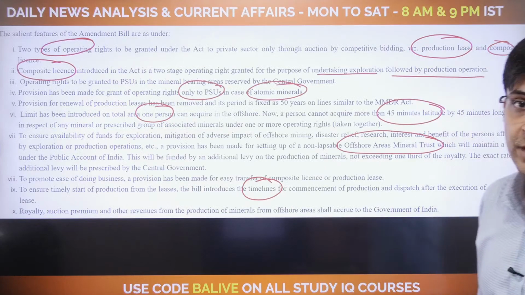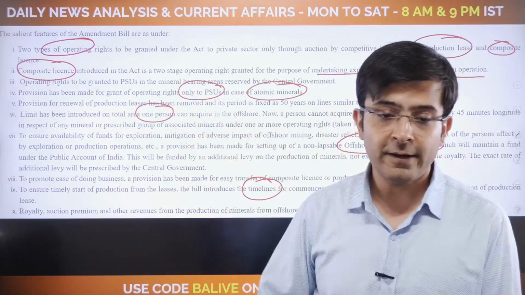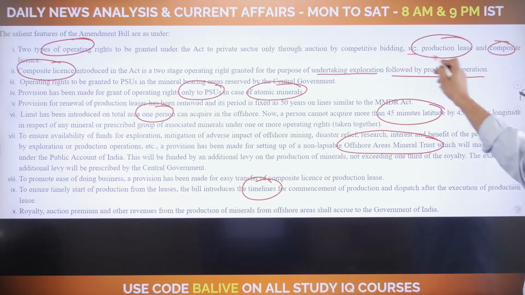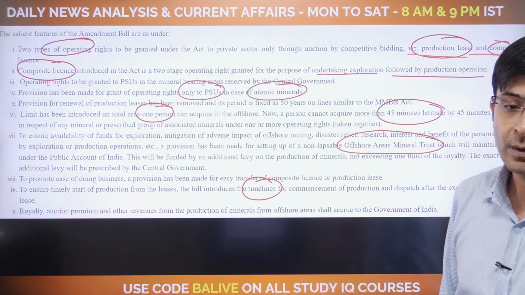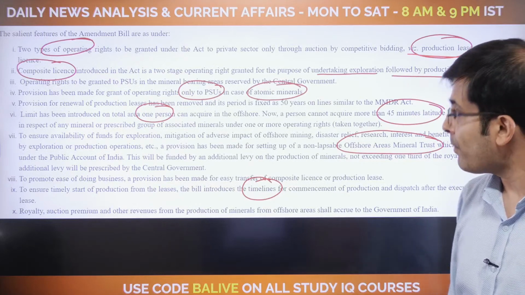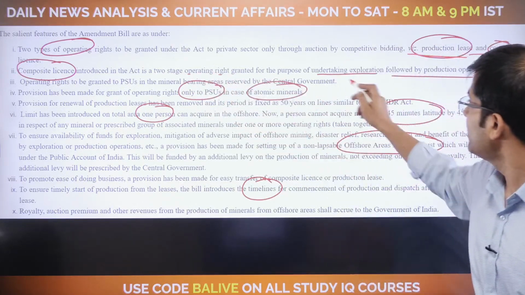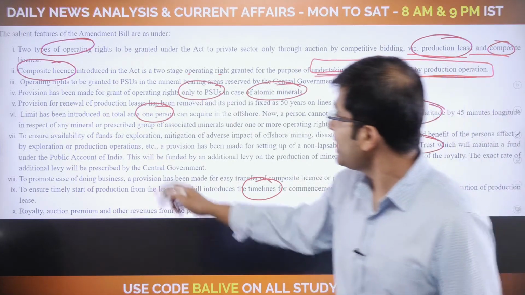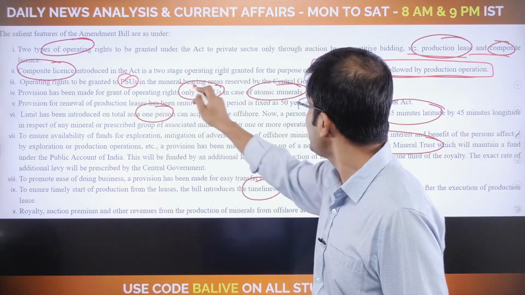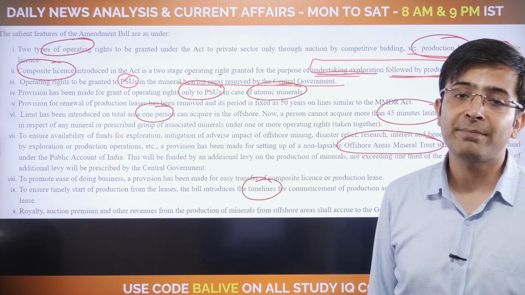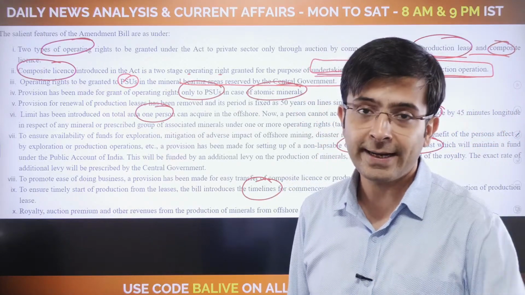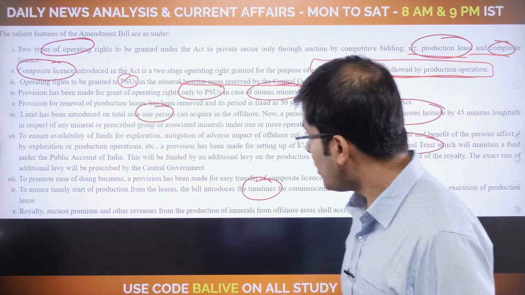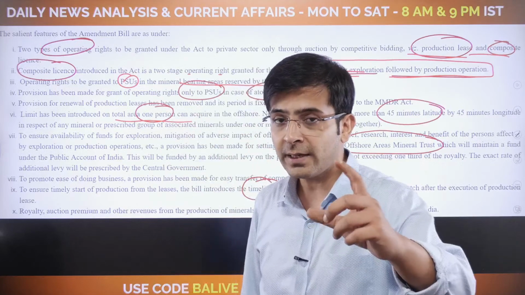Next, now the salient features of this bill. Again, from the PIB article I have taken. The most complete information you will find. 2 types of operating rights: one is production lease, one is composite license. 2 types of licenses are to be given. Composite license is a 2-stage operating right for undertaking exploration followed by production. Operating rights to be granted to PSUs in the minerals reserved by the central government, the atomic minerals. Only government organizations will get into that. To the rest, the private sector is absolutely welcome. Now, you are also looking at limitations on what a person can hold.